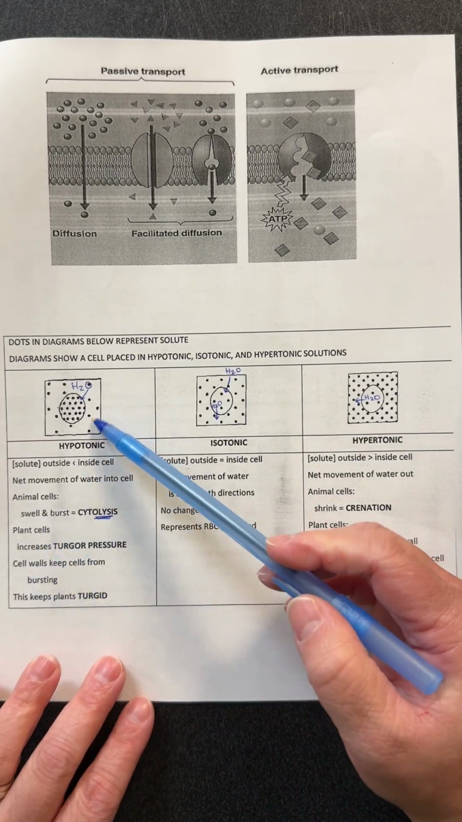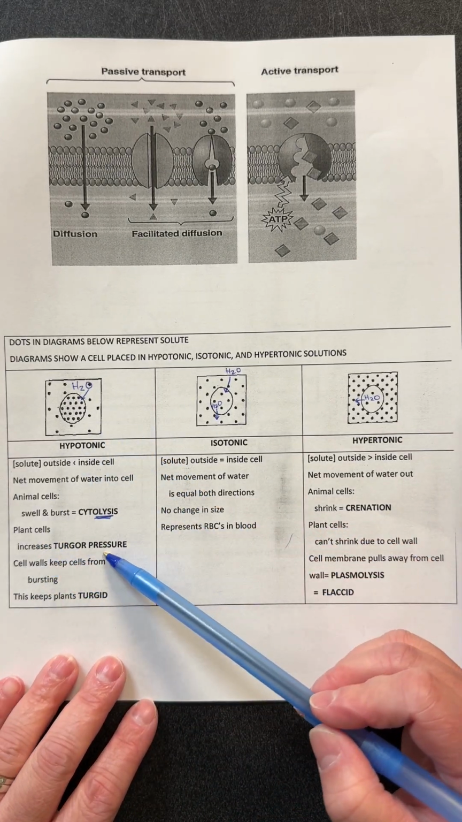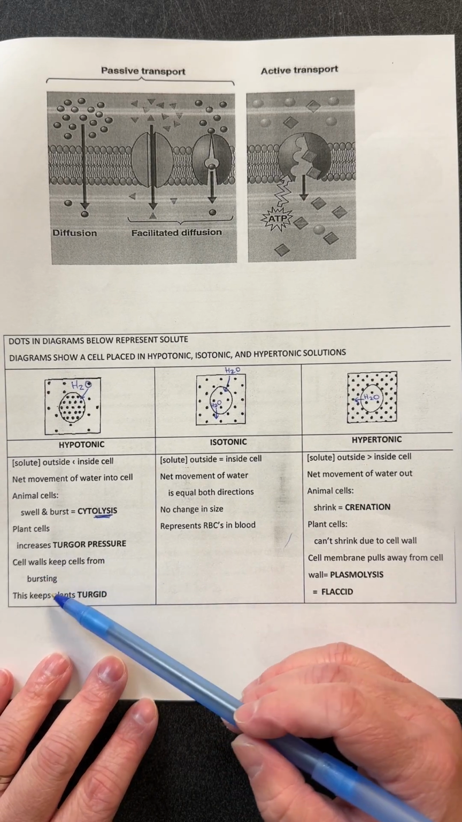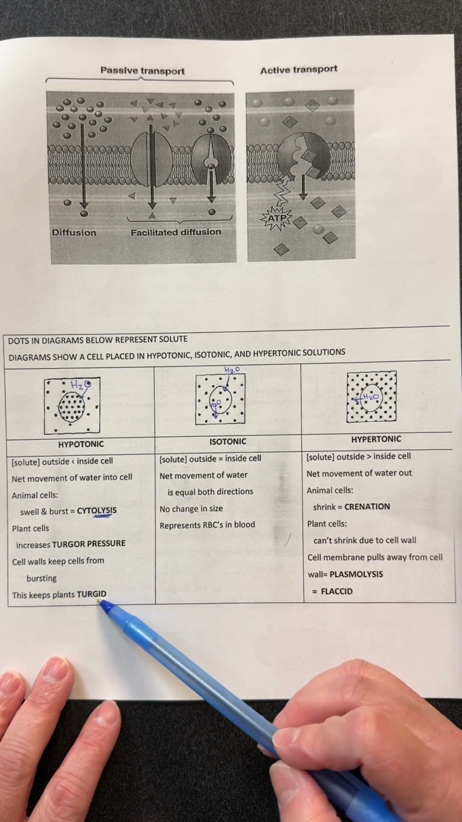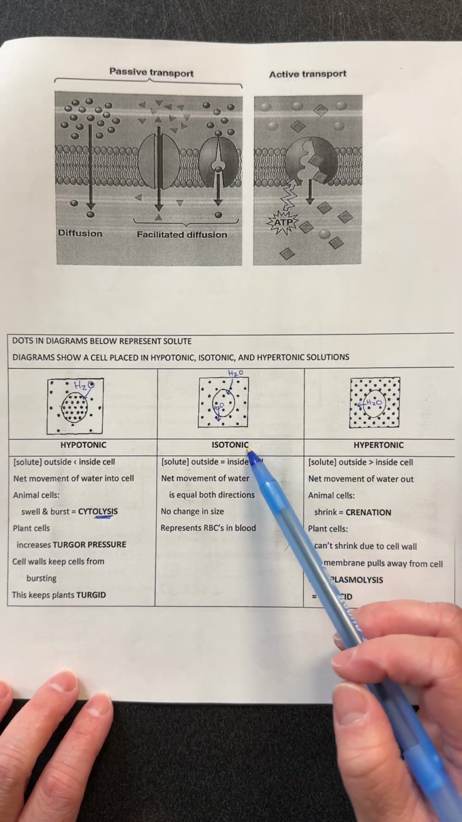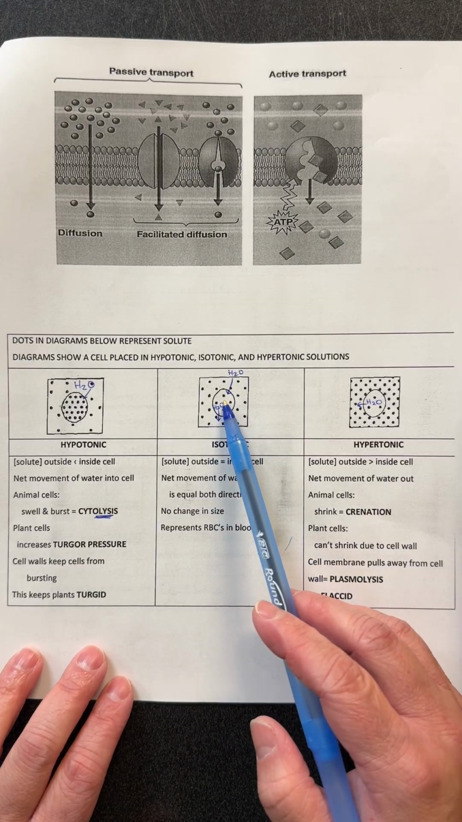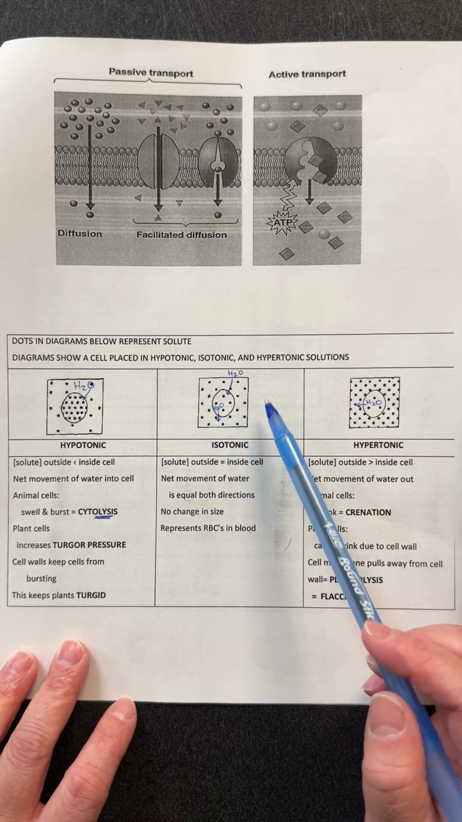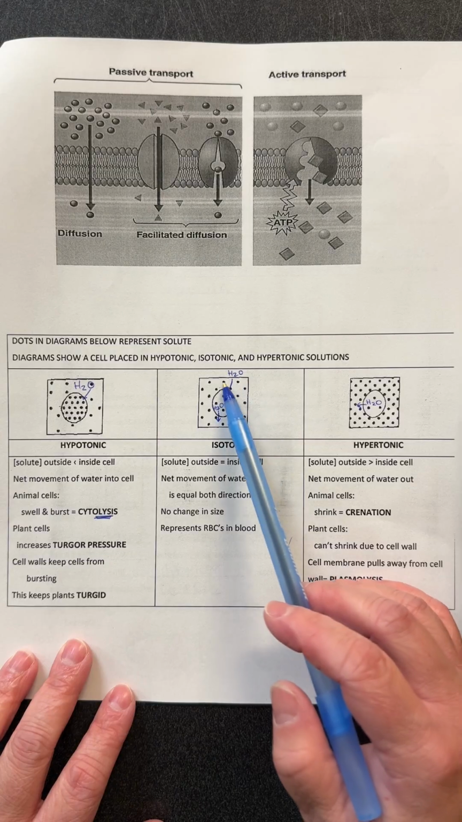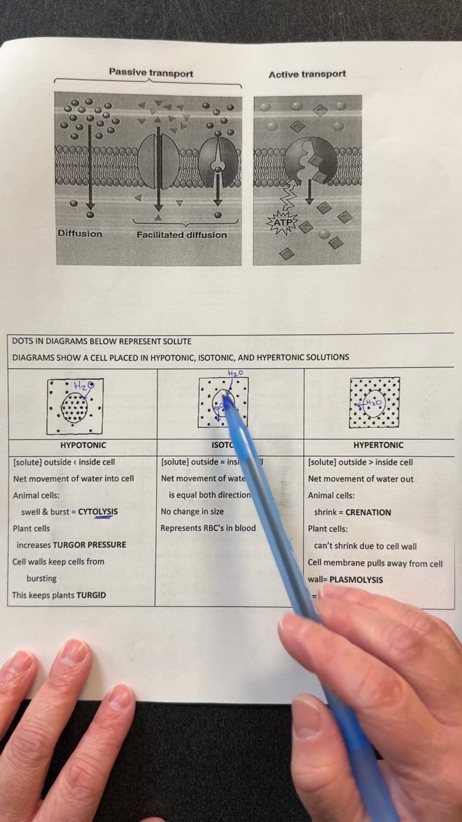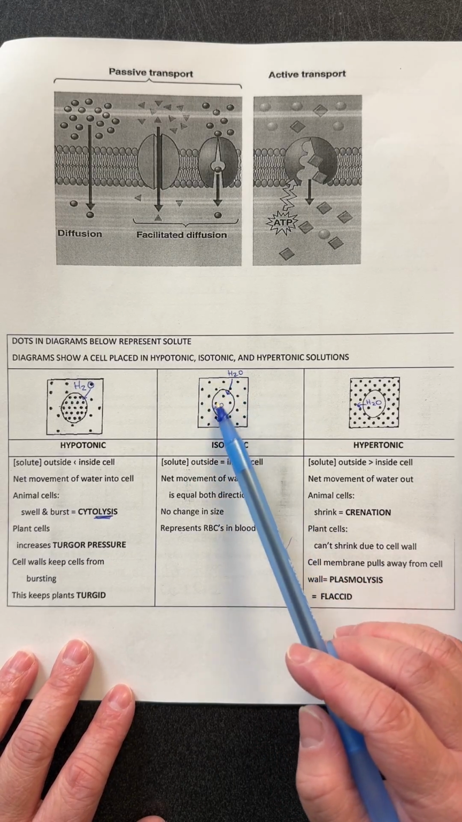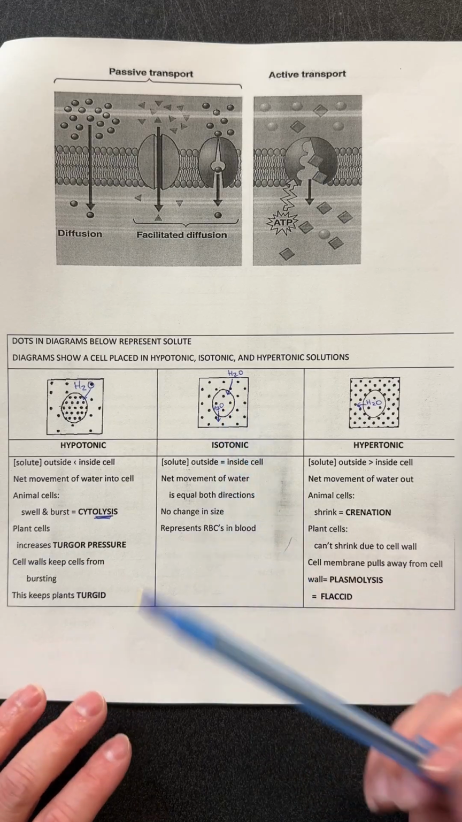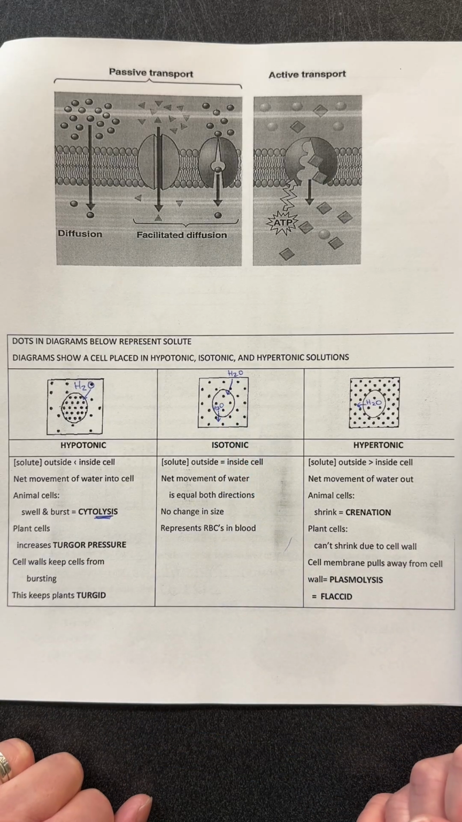In plant cells, if this were a plant cell, then it increases our turgor pressure. The cell walls do not burst, they're just going to get turgid. In an isotonic solution, if we put the cell in there, then we have equal amounts of solute particles inside and outside. Water is equally moving both in and out of the cell at all times. There's really no change in the size.